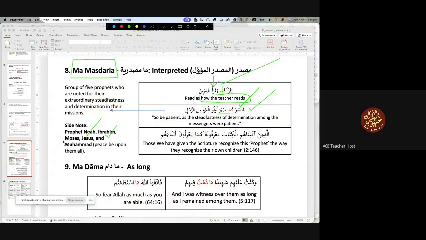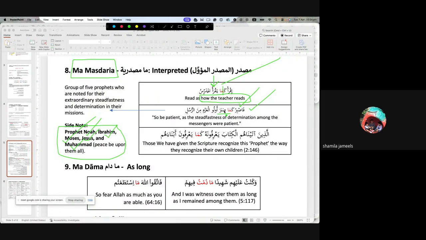Remember, don't forget. These 5 prophets, out of all 25 prophets, are called Ulul Azm. So Nuh alayhi salam, Ibrahim alayhi salam, Musa alayhi salam, Jesus alayhi salam. This is a Quranic verse, of course. Be patient, like the way Ulul Azm, these 5 prophets, used to be patient. Concept idea, ma sabr. So ma Masdariya, nothing to do with mudari.